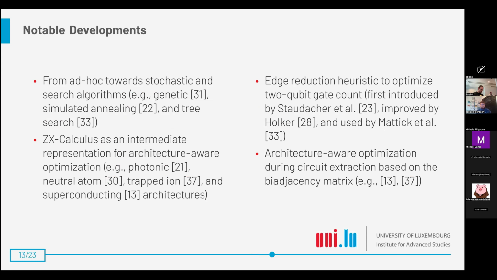So one thing I find interesting, I think there are 4 important or larger trends that we see appearing in the works. The first thing is that not just do we have this idea that we are now trying to get more of this large ZX state space covered by using search-based algorithms, but also that we try to bridge the gap towards architecture-aware optimization.